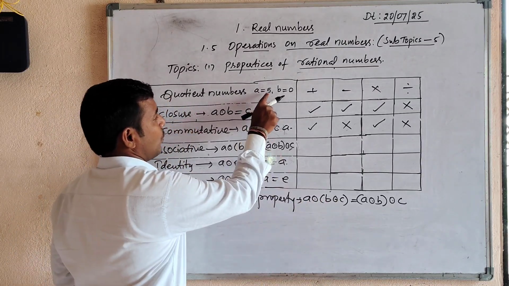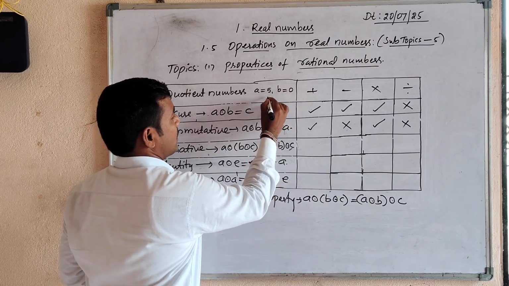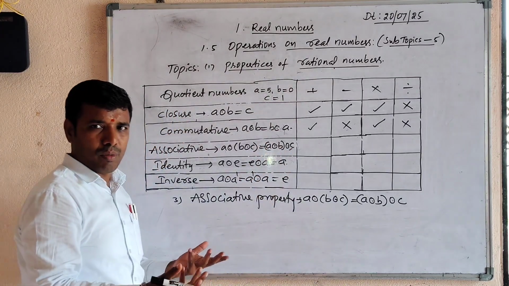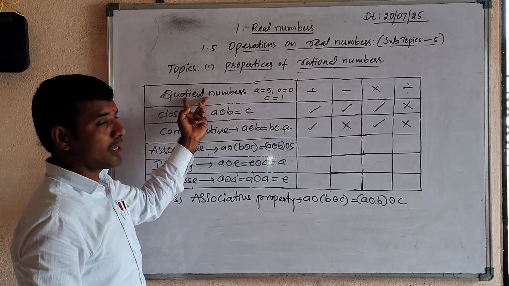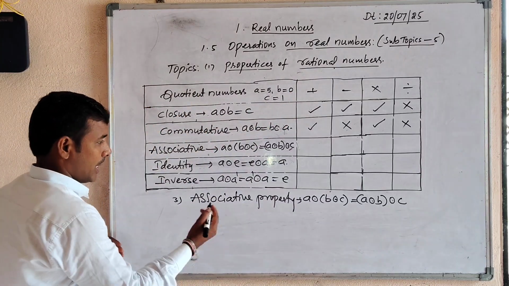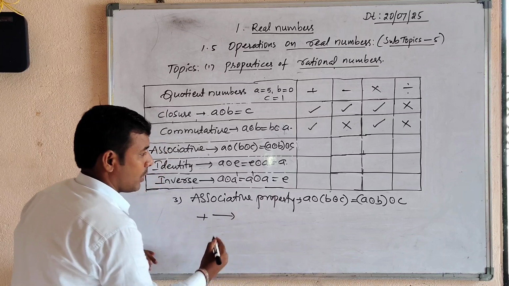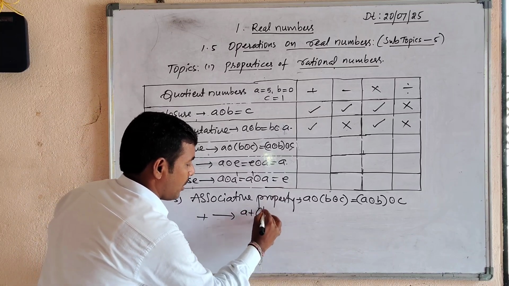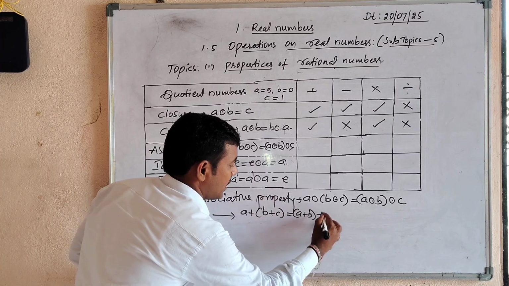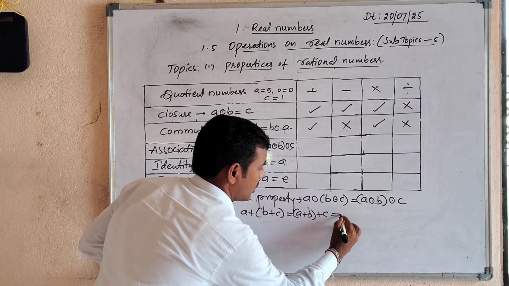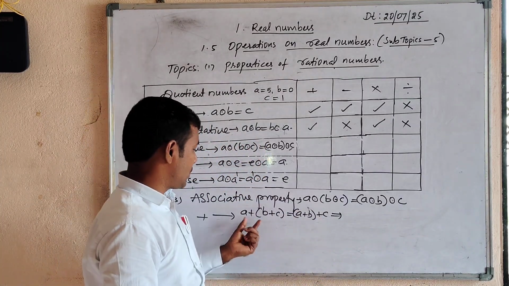Here A value is 5, B value is 0. Let us take C value 1. Okay, no problem. 5, 0, 1 are also rational numbers. Let us go with the addition concept. The formula is A + (B + C) is equal to (A + B) + C. Now substitute the A value, B value, C value.